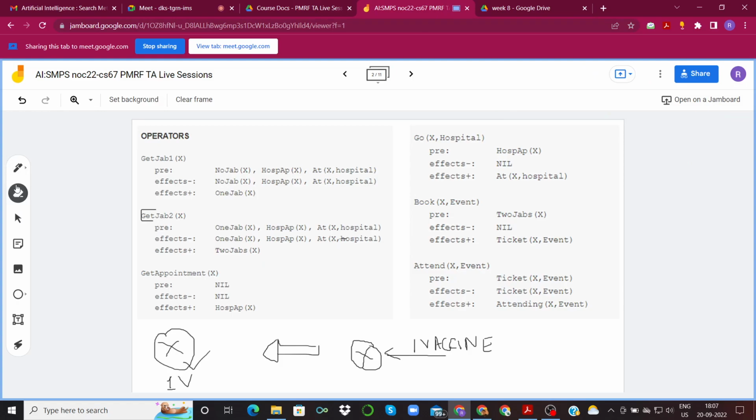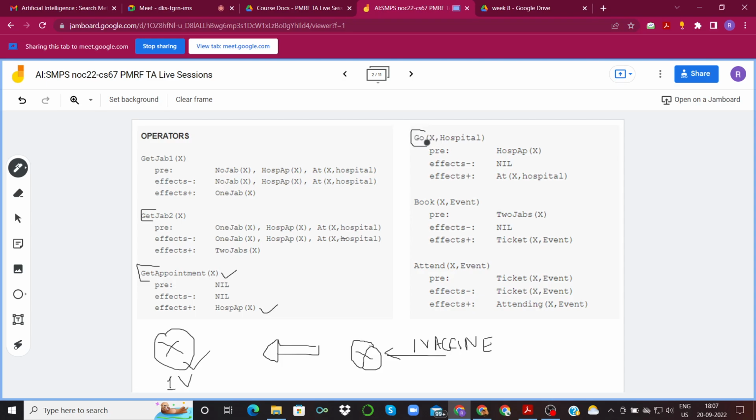So another operator is the get appointment operator, which is basically a person wanting to get an appointment at the hospital. So this does not have any preconditions. It does not have any negative effects as well. The only positive effect is that after using this particular action, the person has an appointment at a hospital. This is pretty clear.